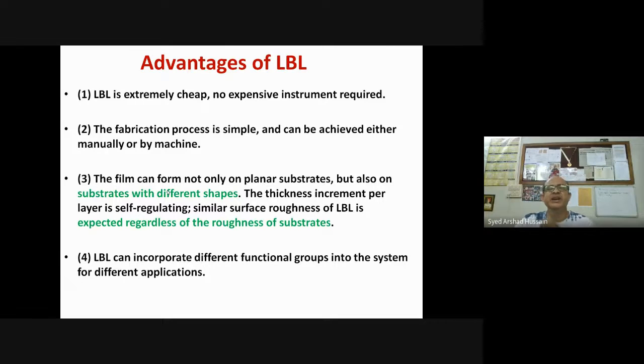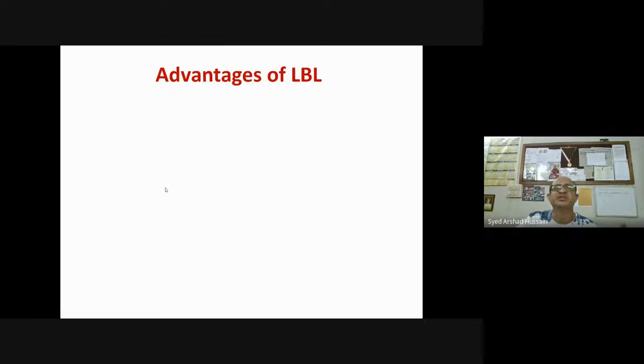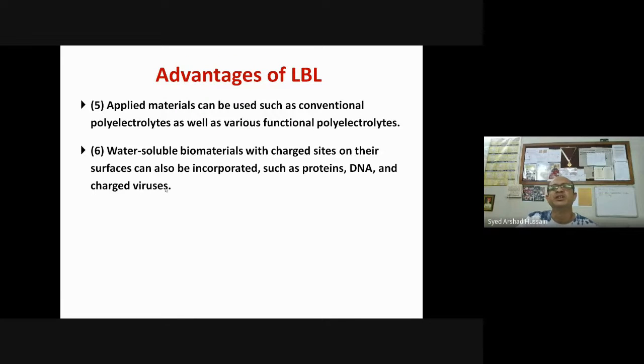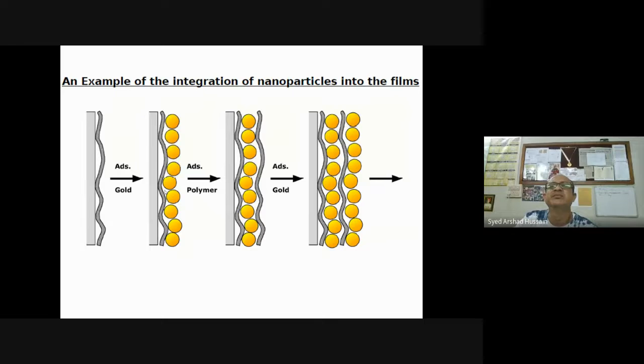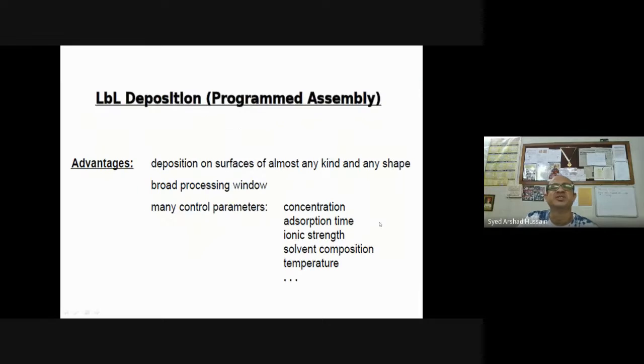Then you can deposit different types of functional group materials, maybe 2-type, 3-type, 4-type, 5-type, and you can have heterostructures. This is very interesting. And of course, based on this, you will see the property of your deposited layer change. So these are some examples, say nanoparticles assembled onto thin films using the LBL technique. You see your substrate. If your nanoparticle is positively charged, you have to coat the substrate with some negatively charged material. Then the positively charged nanoparticle, again the negatively charged material. In this way, you can have your desired multilayer heterostructure.